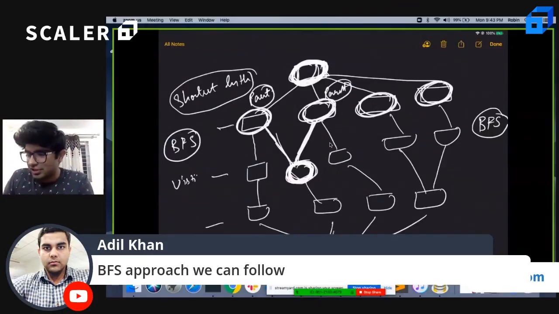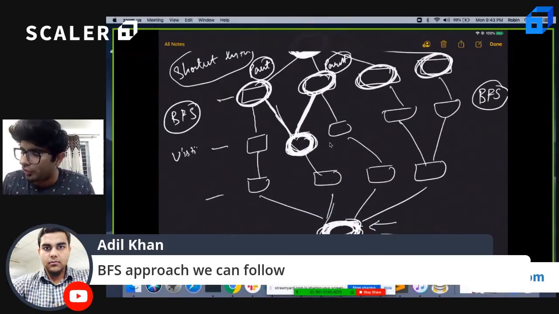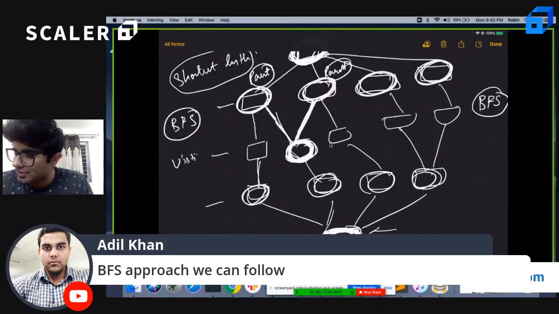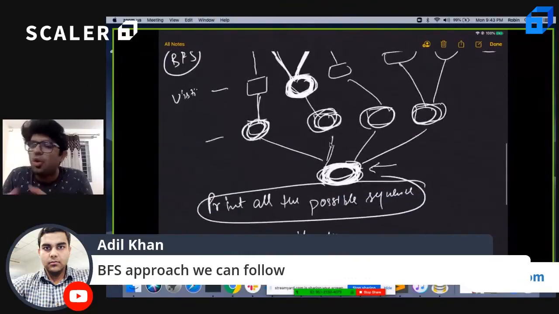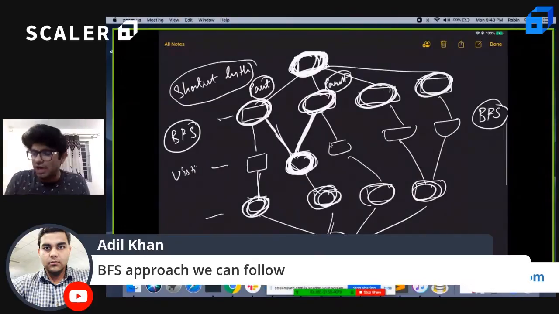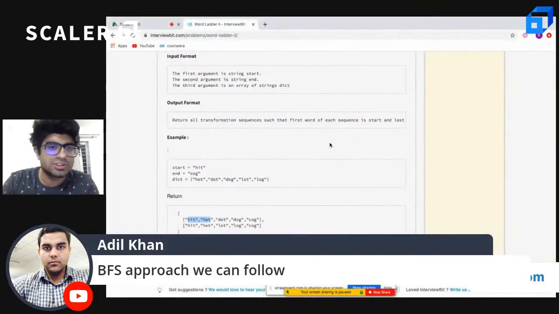And if I track this sort of information, let's say I am here, I just go to all of its parents, and I use the backtracking technique, then I reach and explore all the parents of this node. In this way, I end up with all the possible paths to transform this word into this. Sounds like a good approach. The point is, we can follow this approach. Okay, so now let's try to solve this question.